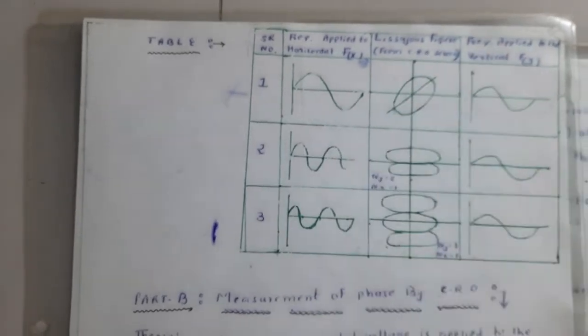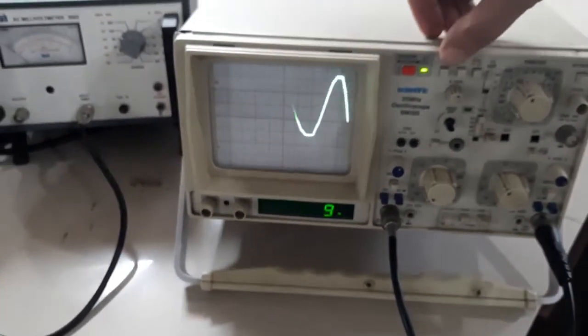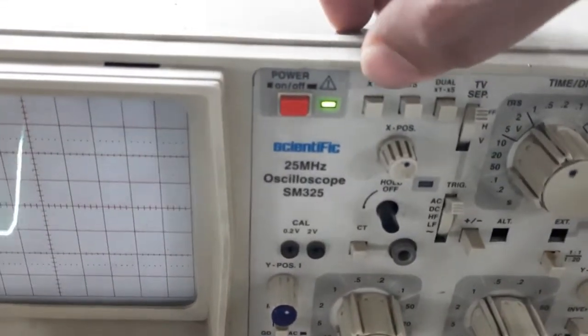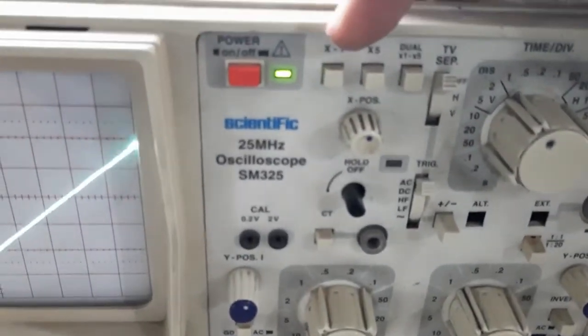For this purpose, we have to connect the unknown source here and the known source here, and the CRO is in XY mode. Here, this is your XY mode. We have to push this here. This is your XY mode.